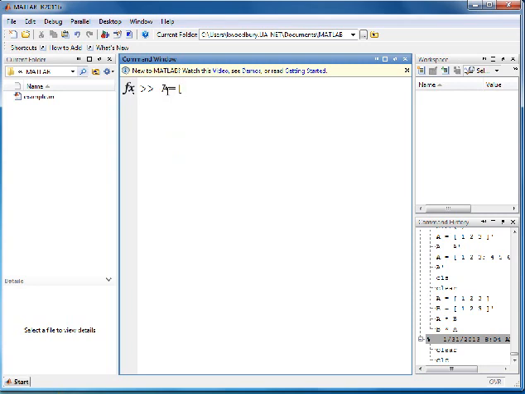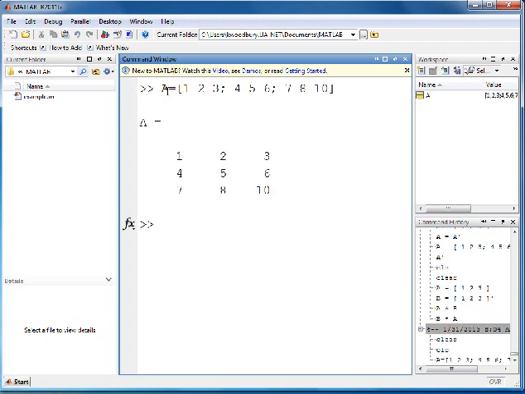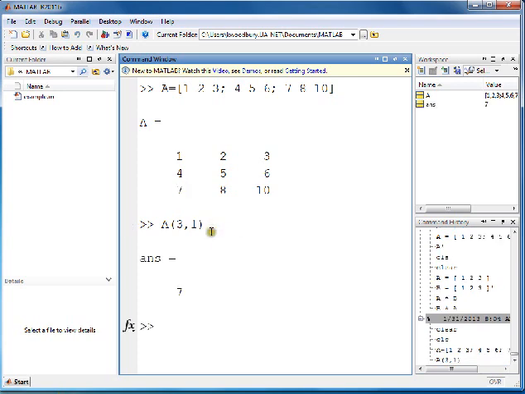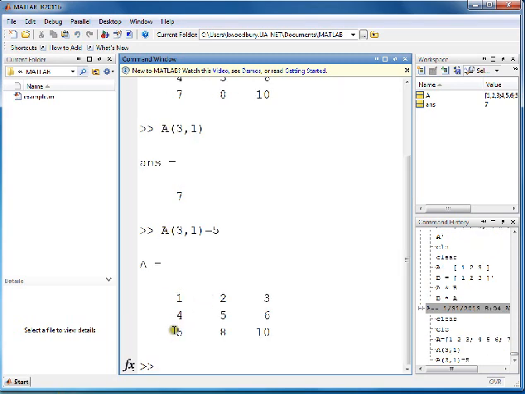If we have a matrix in MATLAB, and we want to address or pick out the third row, first column, we indicate that to MATLAB this way, A parentheses, third row, comma, first column. That's going to pick out or address that number. And we could then address that number, change that number. If we wanted to make it 5, we can do that. So now 3, 1 is 5, whereas it was 7 before.